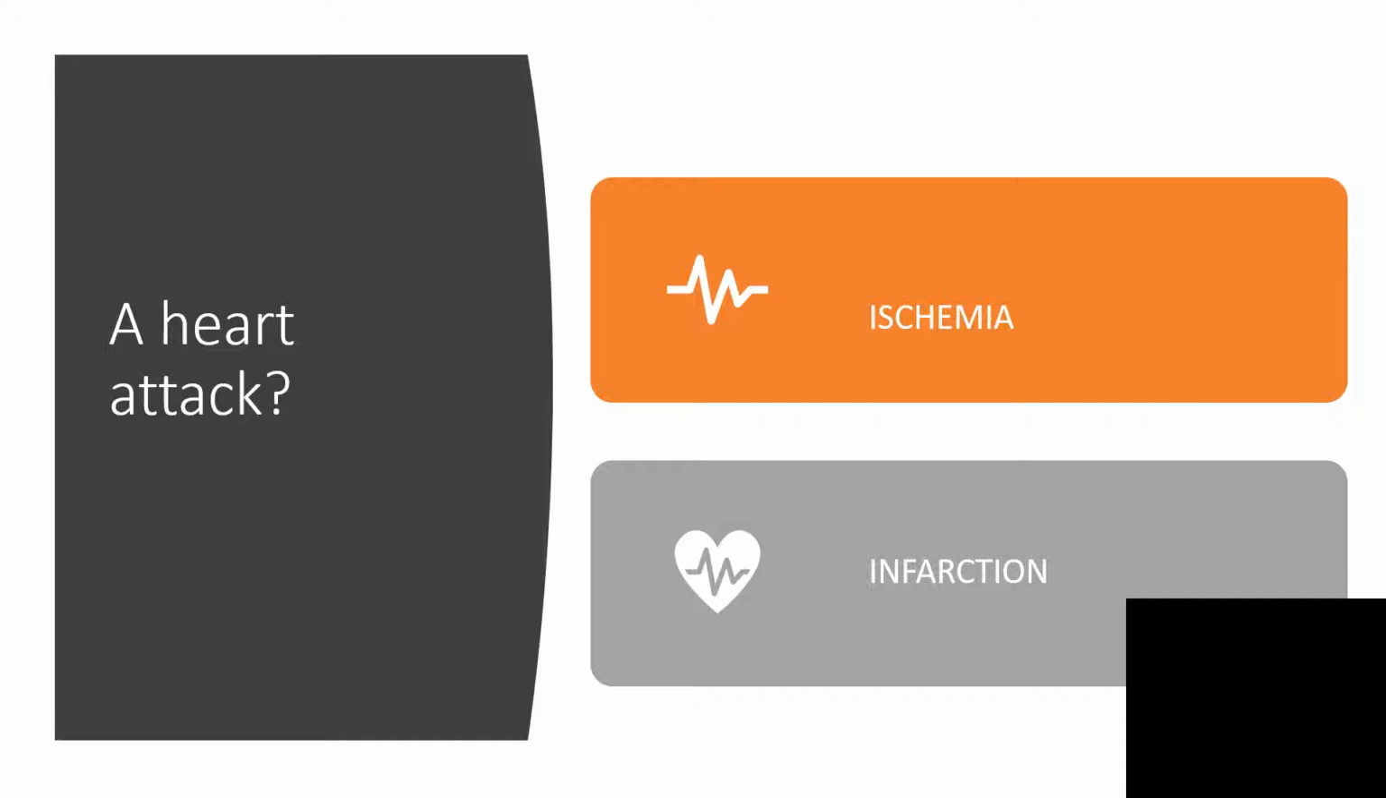Ischemia is when there is a decrease in blood flow and that reduces the supply of nutrients and oxygen to the heart muscle. Infarction, on the other hand, means there is a tissue death in that region.